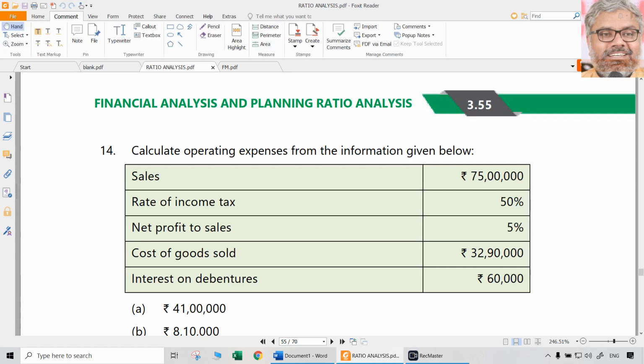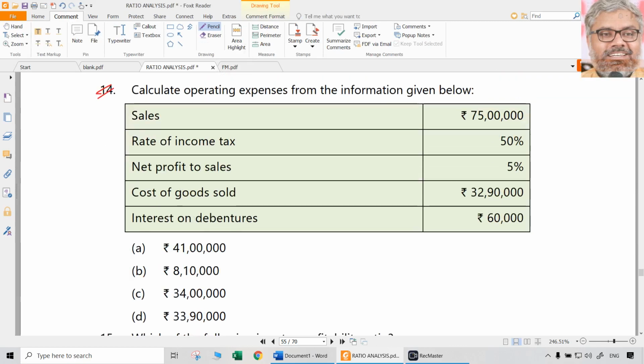One of the questions, though it is an MCQ, can even be a small question like a filler for normal types of problems also. Look at this 14th question in the ICA material. What we are required to calculate is operating expenses from the information given. Sales 75 lakhs, rate of income tax is 50%, net profit to sales is 5%, cost of goods sold is 32 lakhs 90,000 rupees, interest on debentures is 60,000 rupees. What is required is operating expenses.